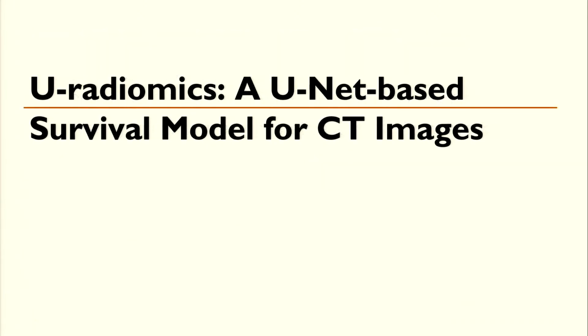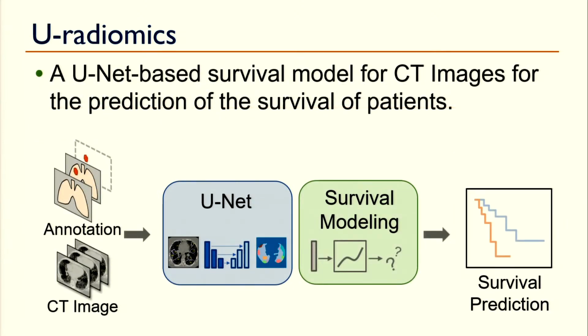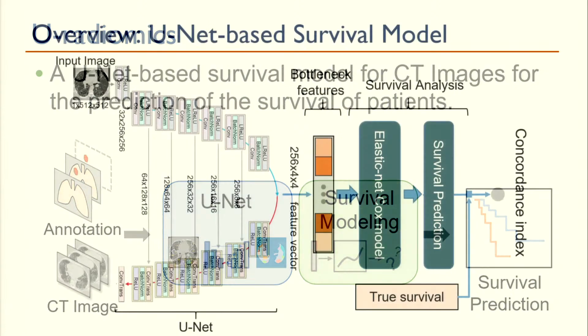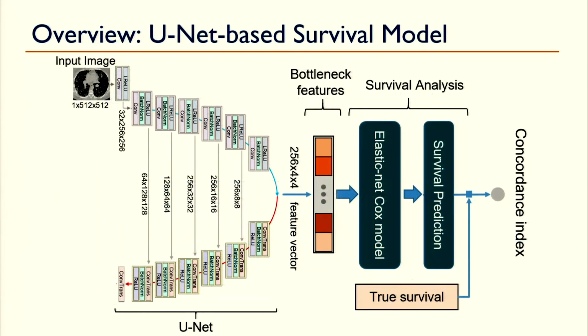First, we will discuss our supervised AI imaging biomarker, called radiomics. The radiomics biomarker combines a supervised deep convolutional neural network with a traditional survival analysis methodology to perform survival predictions. Here is a schematic overview of the radiomics scheme. The deep learning component is shown on the left, and the survival analysis component is shown on the right.